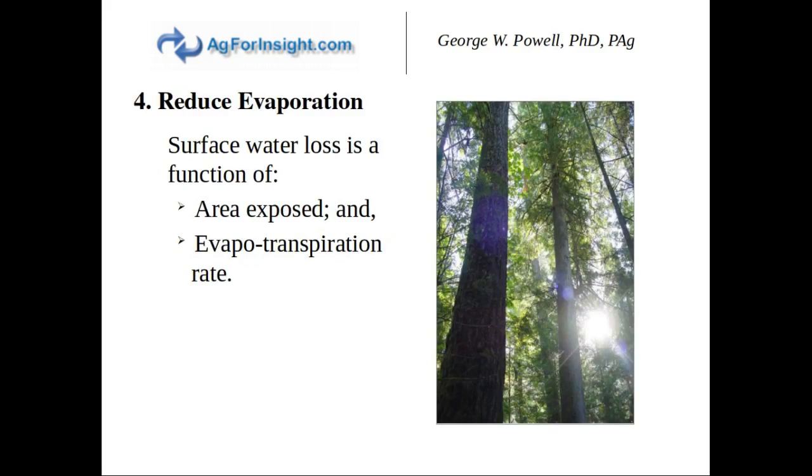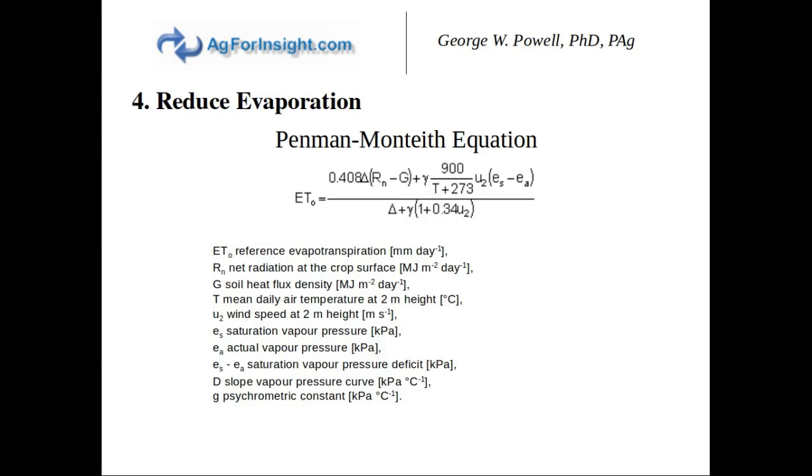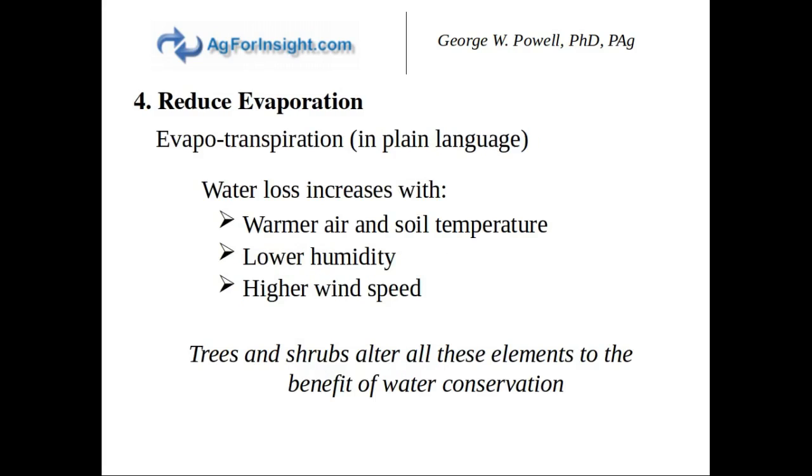Trees and shrubs also reduce surface water losses by reducing direct evaporation. So evaporation is simply a function of the area that's exposed and the evapotranspiration rate. You can calculate the potential of evapotranspiration using this very simple, straightforward equation. Okay, maybe not so simple.